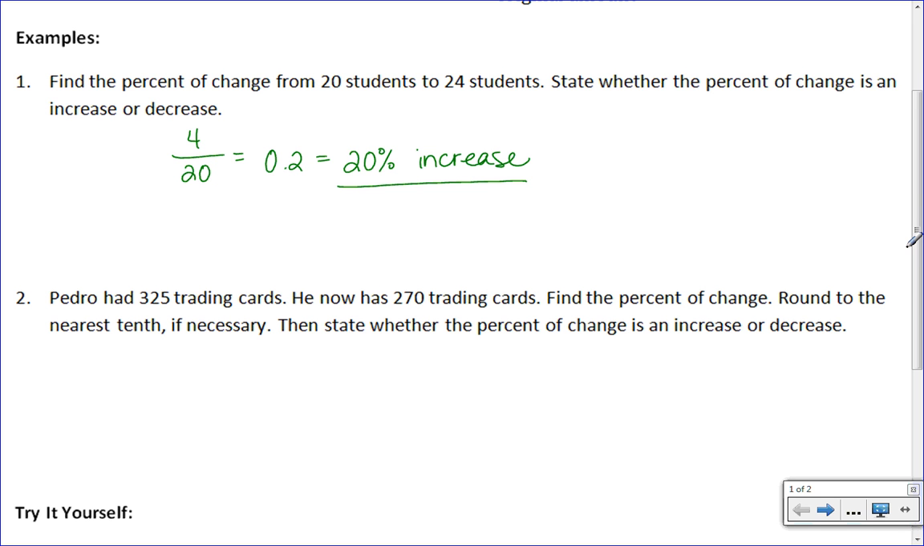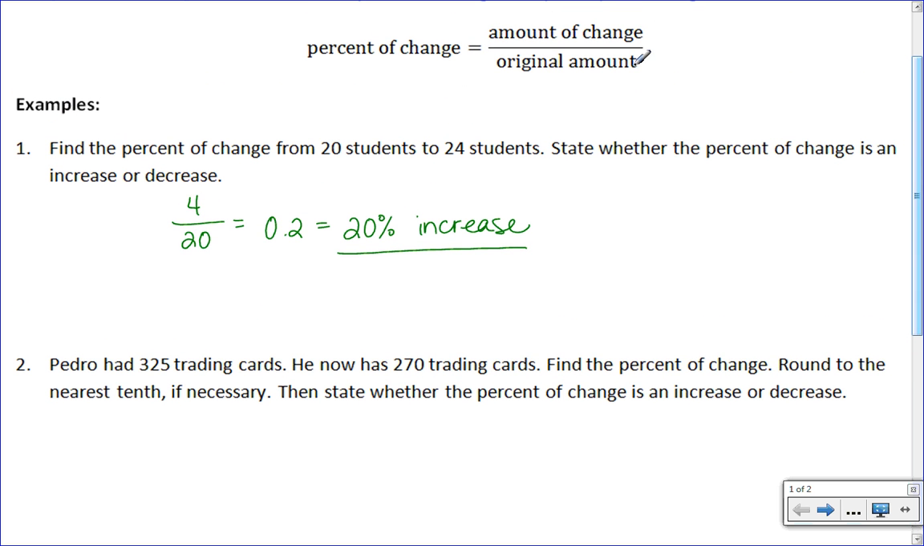Example 2 says Pedro had 325 trading cards. He now has 270 trading cards. Find the percent of change, round to the nearest tenth if necessary, then state whether the percent of change is an increase or decrease. So again, we will look at the amount of change divided by the original amount. So the amount of change from 325 to 270, if we subtract these, you'll find that the amount of change is 55. And then over the original amount. So he had 325, he now has 270. 325 is the original.